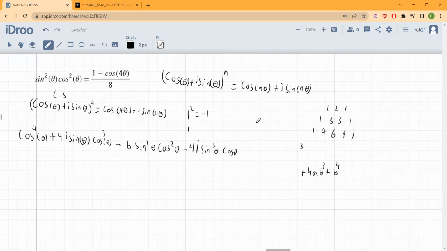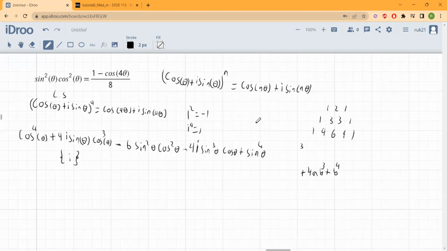And i to the power 4 is just 1. And that's why it's going to be plus sine theta to the power of 4. Now, in class, if you remember, Miss Scott had some of these weird equations where it just said bracket, and i.